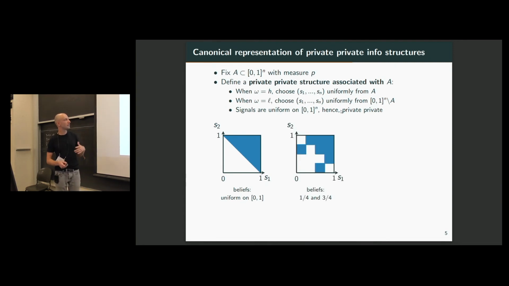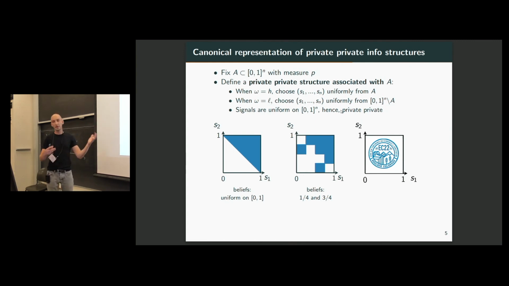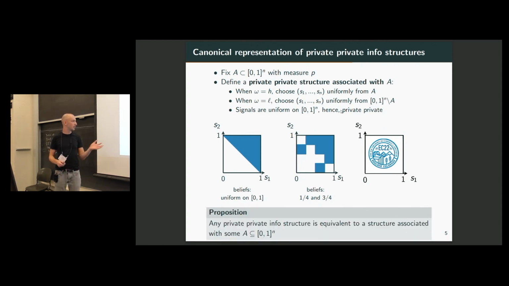You can take another blue set. This one induces beliefs 1/4 and 3/4. You can also take your favorite set. So we can generate many examples. And the question is whether we get a large family of examples or we get everything. And it turns out that we get everything. Any private information structure is equivalent to the one associated with some set A.